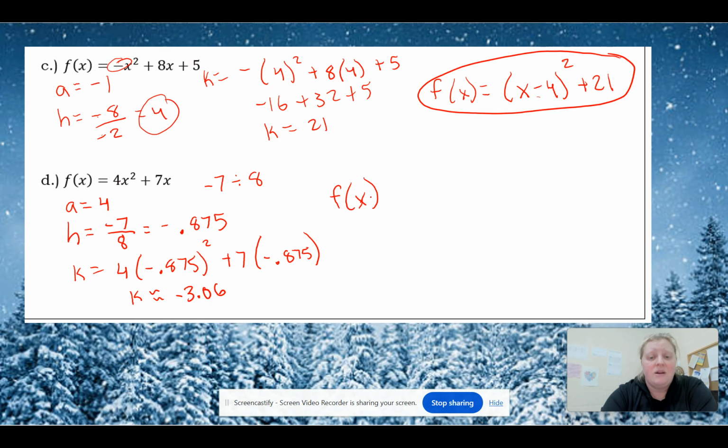And then you go to present your answer. So you have f of x equals your A value, which is 4, parentheses, x. Be careful, if you minus a negative, it's a plus. So it's actually x plus 0.875 squared, and then your K value, which is -3.06.